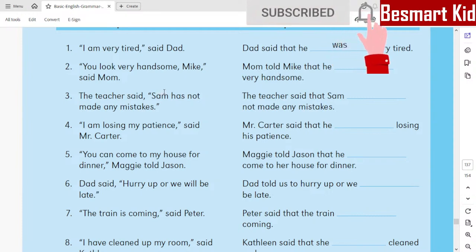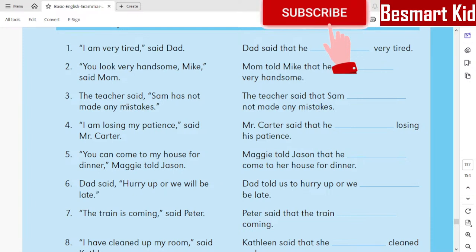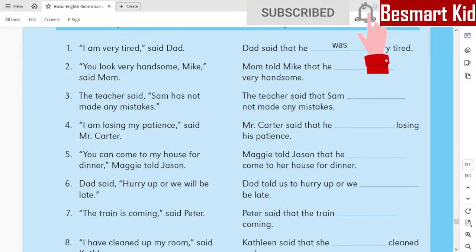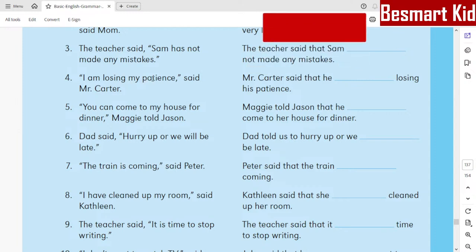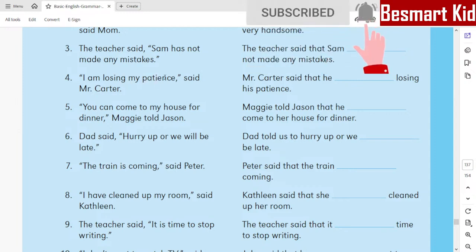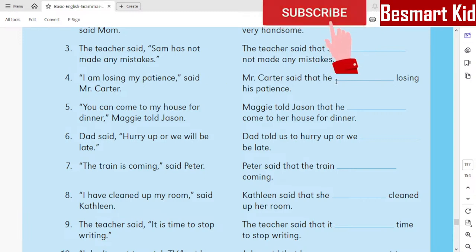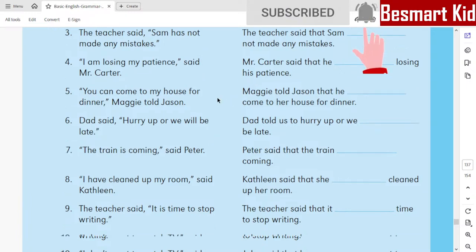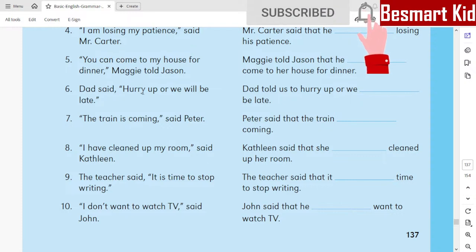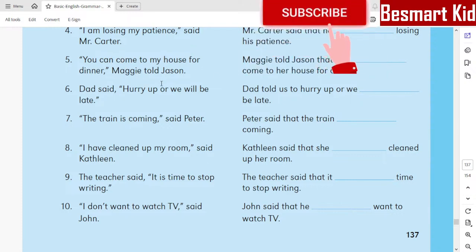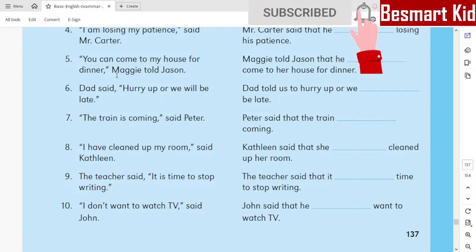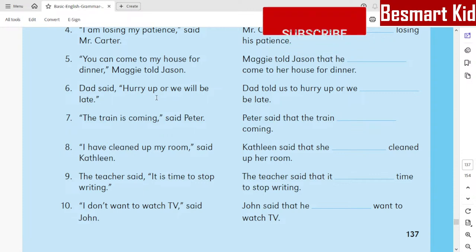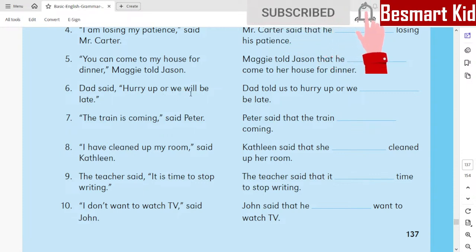The teacher said, "Sam has not made any mistake." The teacher said that Sam dash not made any mistake. Fourth, "I'm losing my patience," said Mr. Carter. Mr. Carter said that he dash losing his patience. Fifth, "You can come to my house for dinner," Maggie told Jason. Maggie told Jason that he dash come to her house for dinner. Sixth, Dad said, "Hurry up, we'll be late." Dad told us to hurry up or we dash be late.